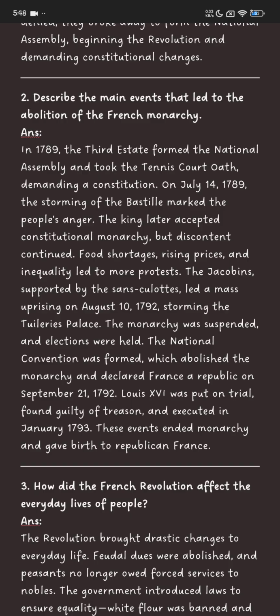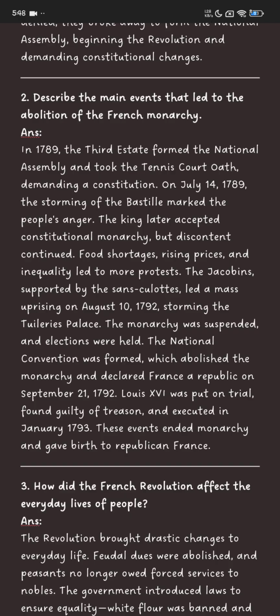On July 14, 1789, the storming of the Bastille marked the people's anger. The king later accepted constitutional monarchy, but discontent continued. Food shortages, rising prices, and inequality led to more protest.